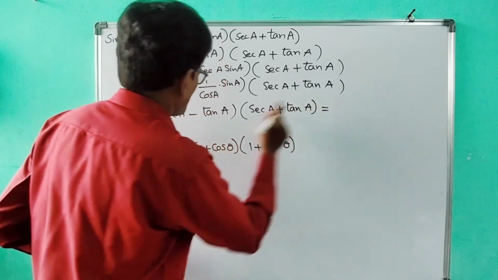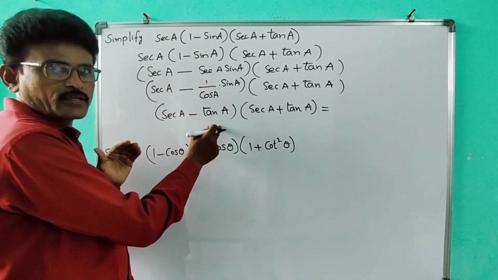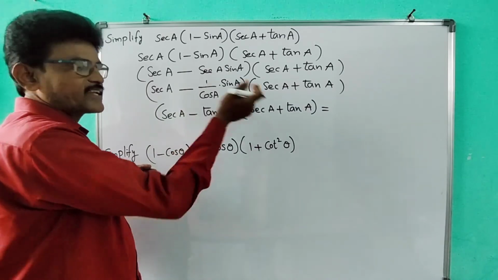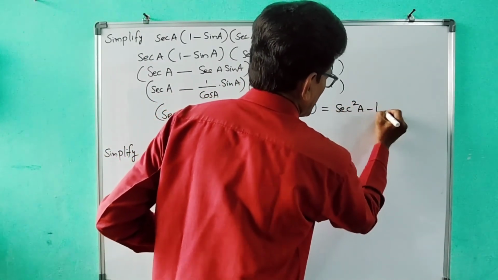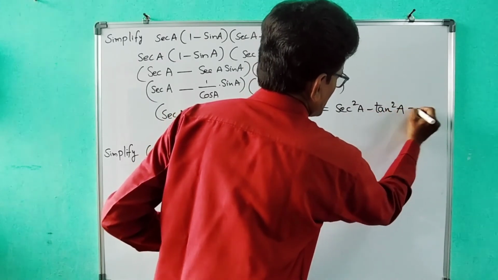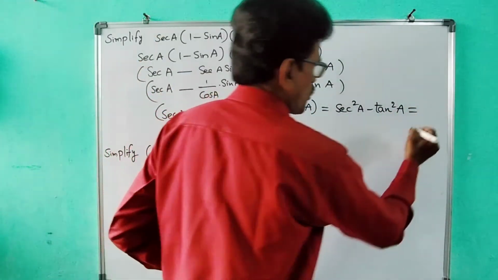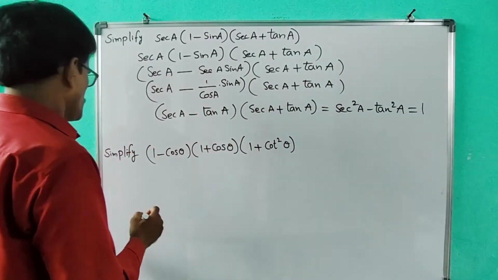This is in the form of A plus B into A minus B. Secant A minus tan A into secant A plus tan A is secant square A minus tan square A. This is the identity. What is secant square A minus tan square A? It is 1.